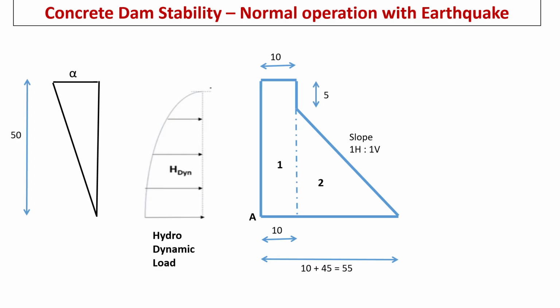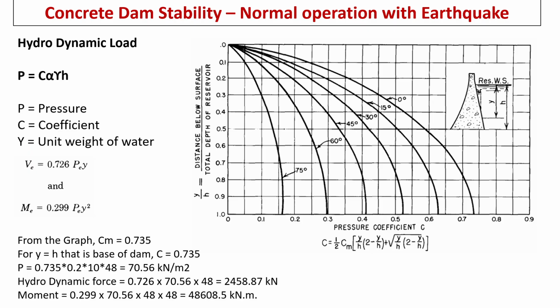Its variation from bottom to top follows like this. Here we discuss the method to estimate the hydrodynamic load. Hydrodynamic pressure is calculated by the formula given here. Pressure is equal to multiplication of C, alpha, unit weight and H from reservoir level. The coefficient C is estimated from the graphs given here.